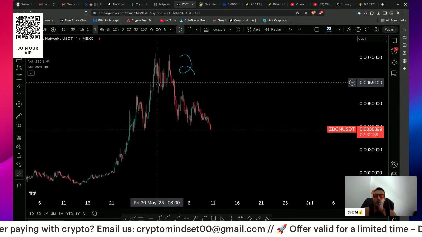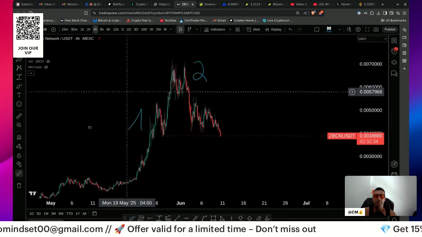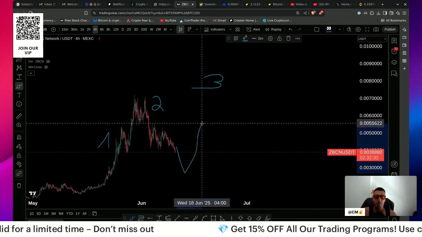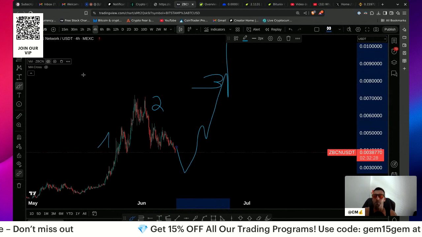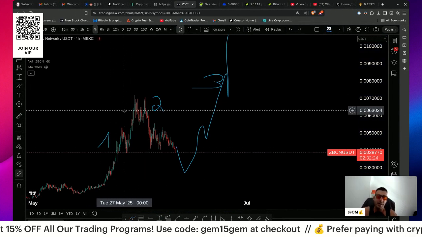It's a downward leg. Leg 1 is an upward leg. Once you complete leg 2, you go to leg 3, which is a monster explosive move, usually much bigger than leg 1.